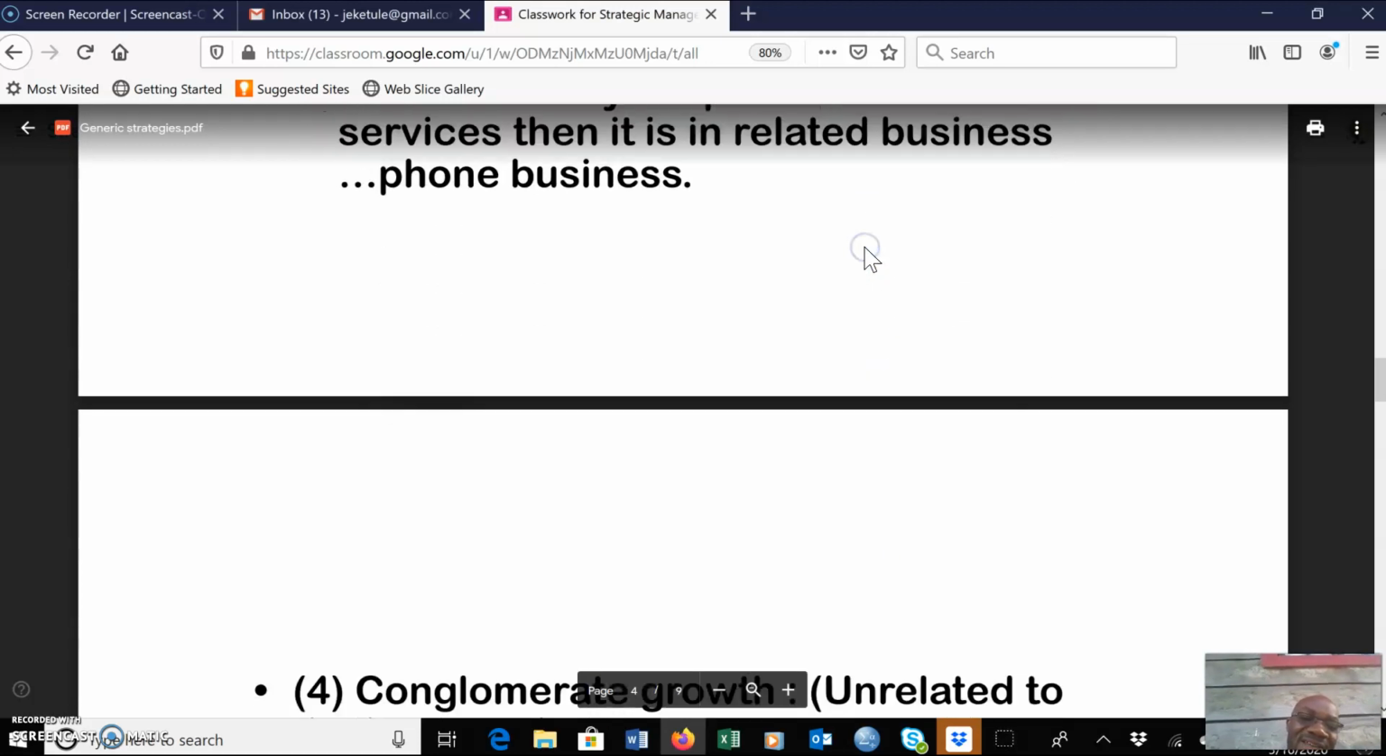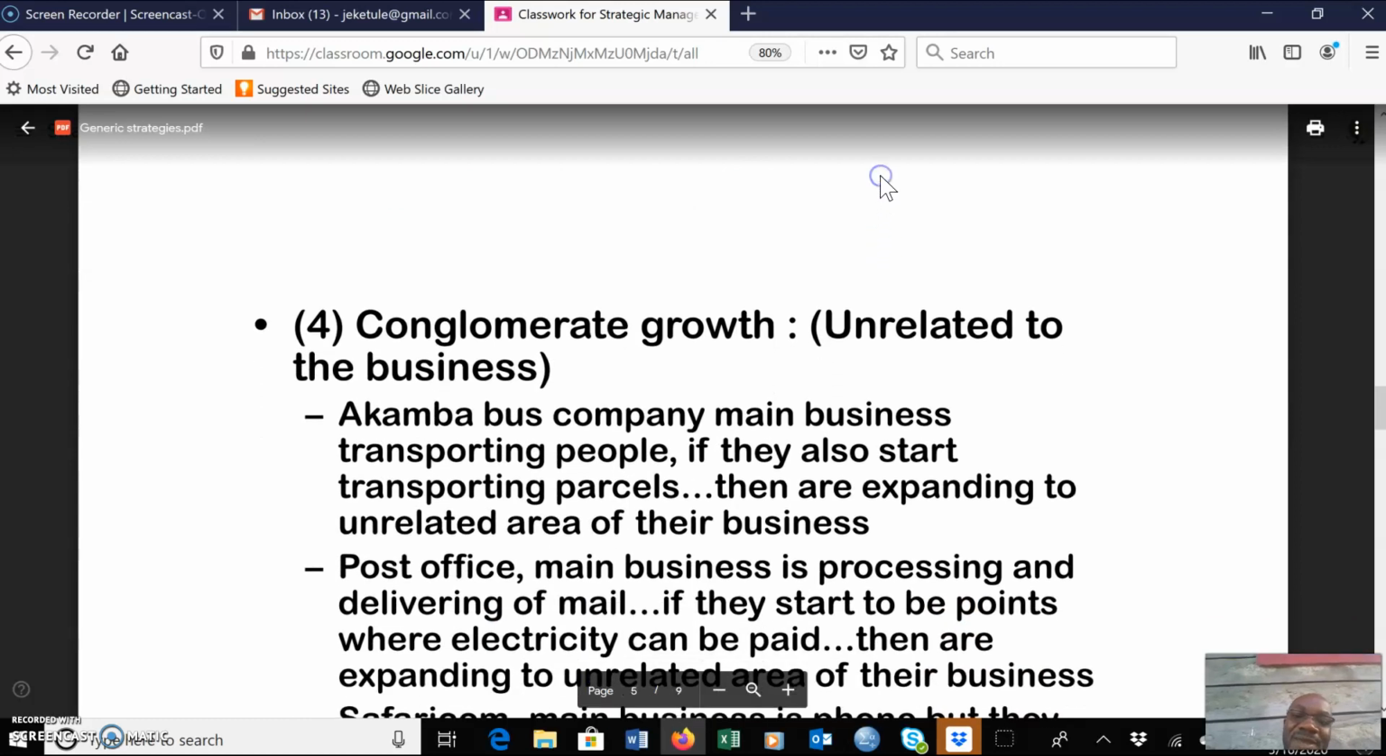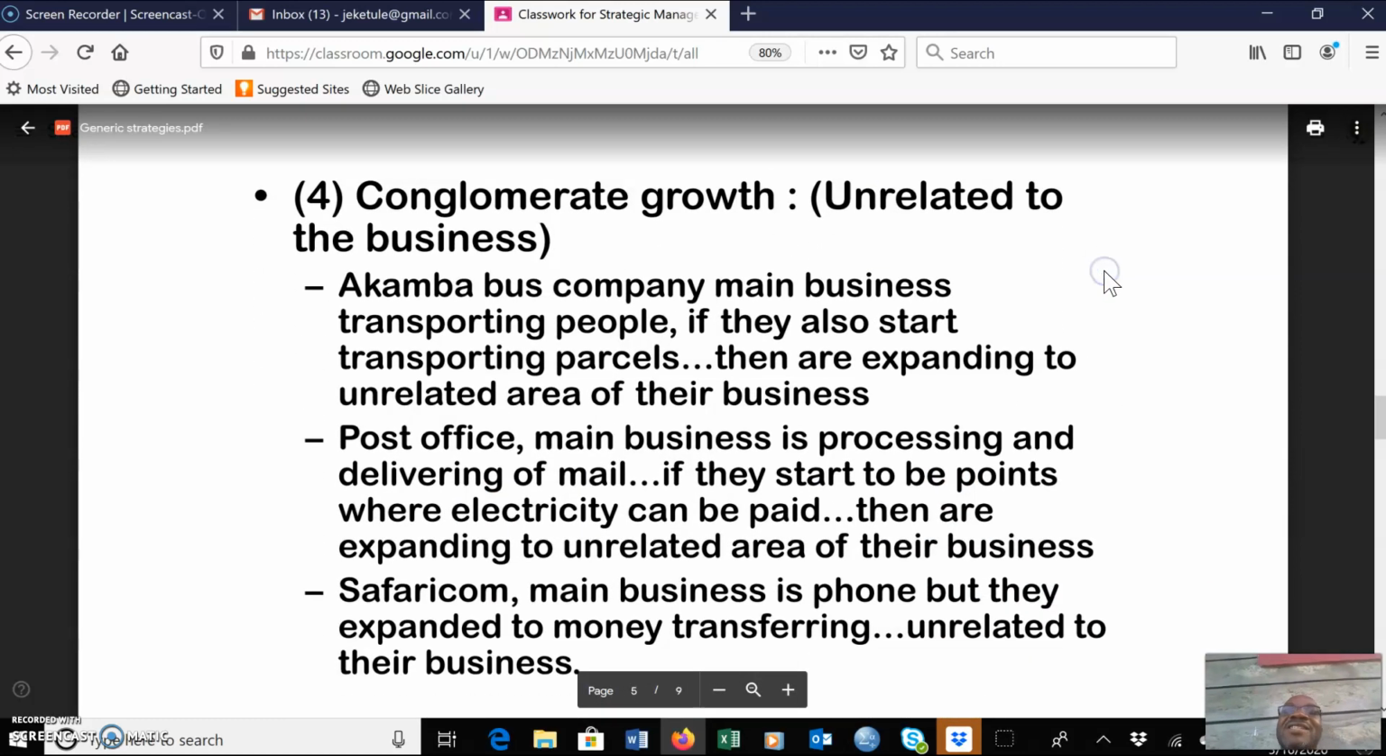Now, let's look at the contrast to that, which is conglomerate growth. This is growth that is unrelated to your core business. So, for example, in the olden days, there was a bus called Kamba Bus Company, whose main business was transporting people from point A to point Z. Later on, they grew into transporting parcels. Parcels and people are not related. So I would say they did conglomerate growth, growing into an area that is not related to the core business of transporting people.